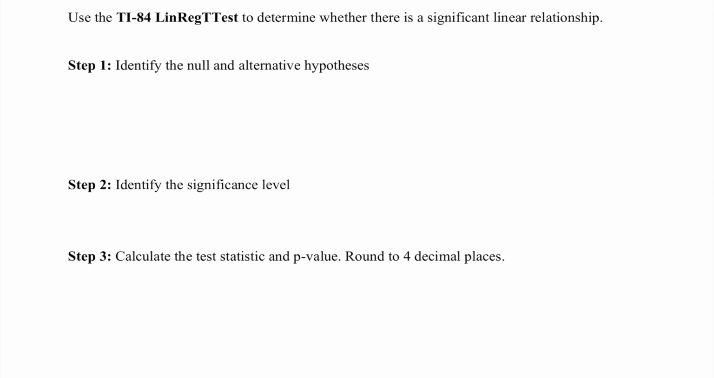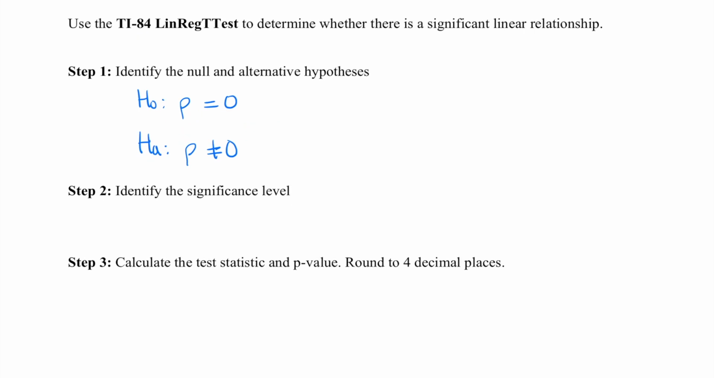Step 1, we want to identify the null and the alternative hypotheses. For the null hypothesis, it's always rho equals 0. This means there's no significant linear relationship between hours studied and final exam score. And the alternative hypothesis is rho does not equal 0. This means there is a significant linear relationship between hours studied and the final exam score.